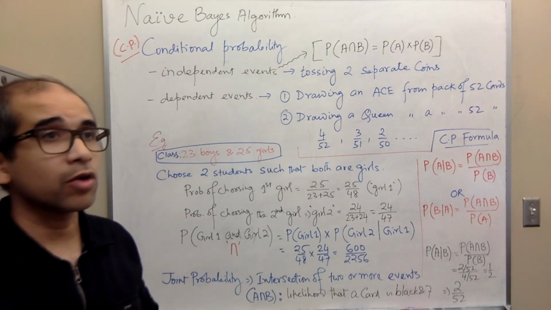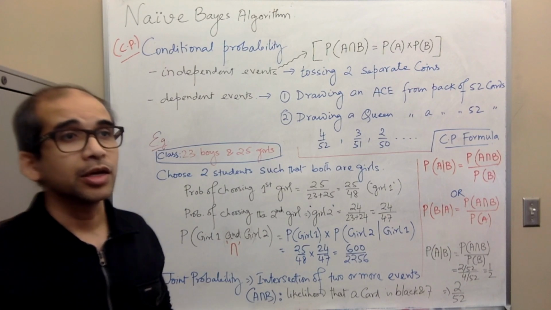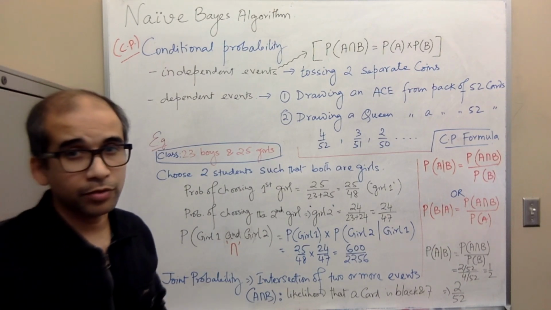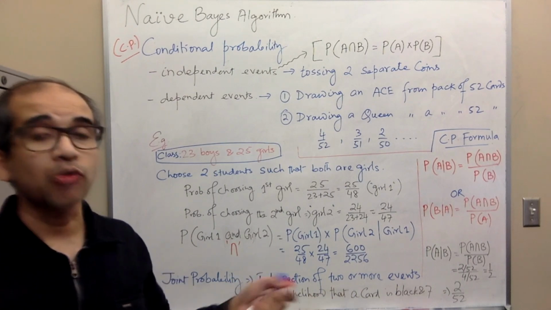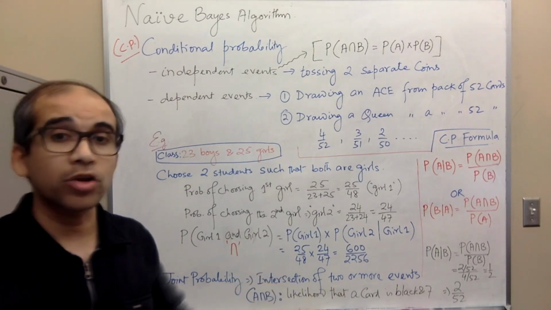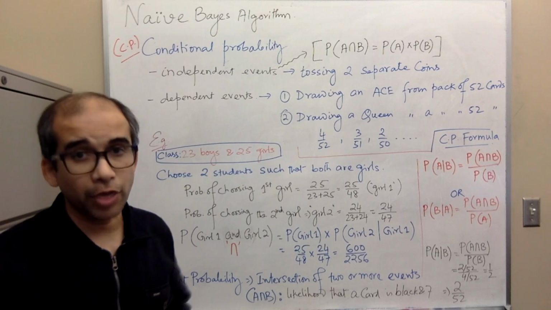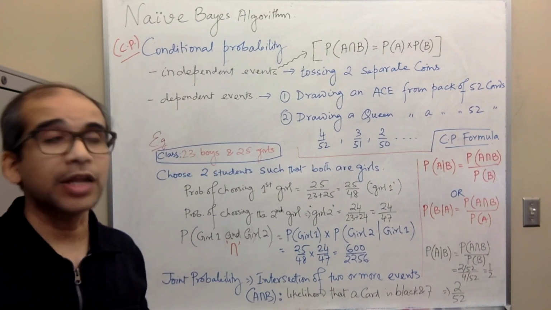So if you toss one coin, the probability of being a head or tail is 50-50. Okay, so 0.5, and then if you toss another coin, the outcome of that head or tail does not depend on the tossing of the first coin. Okay, so they are independent events.